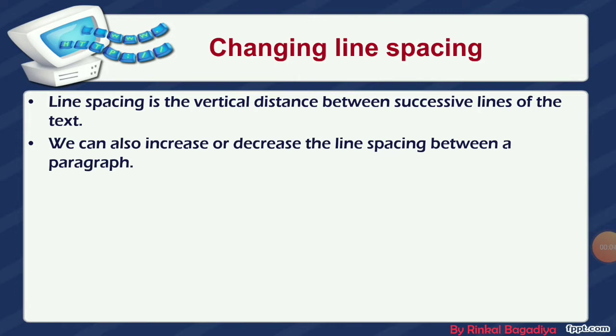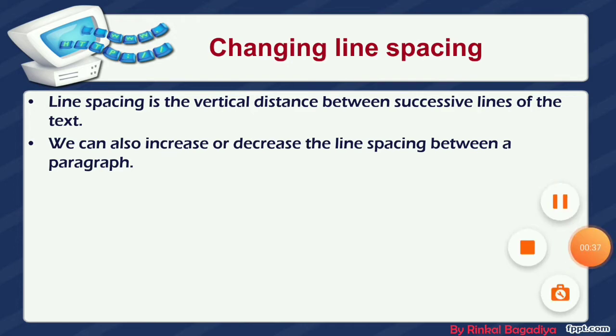Line spacing means we can manage spacing between lines that we typed in Word 2010. Line spacing is the vertical distance between successive lines of the text. It is in paragraph also and it is in sentence also. Vertical distance between lines is called line spacing. We can also increase or decrease the line spacing between paragraphs, not only in lines.